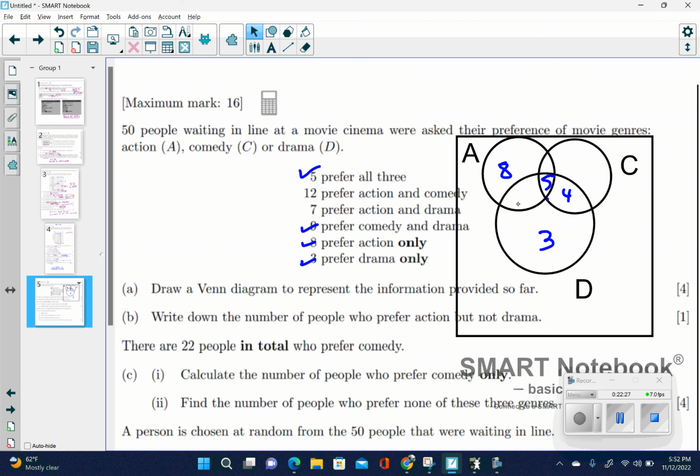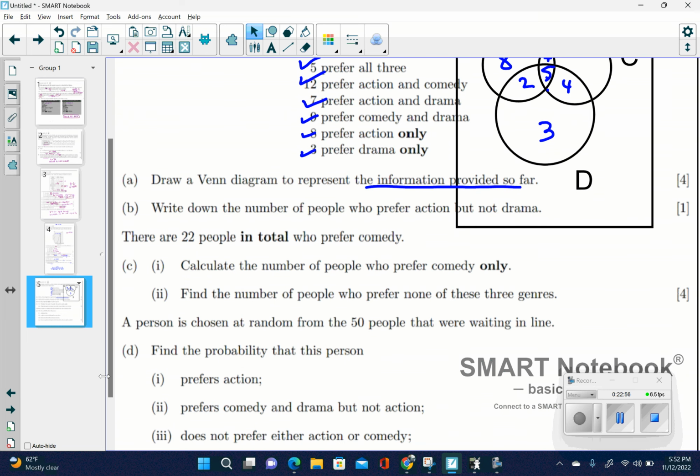7 prefer action and drama. So action and drama is this and this. So 7 minus 5 is 2. So I dealt with that. And the last one, 12 prefer action and comedy. So action and comedy is including this 5, so 12 minus 5 gives us 7. Okay, so I just went ahead and used the Venn diagram to represent the information provided so far.